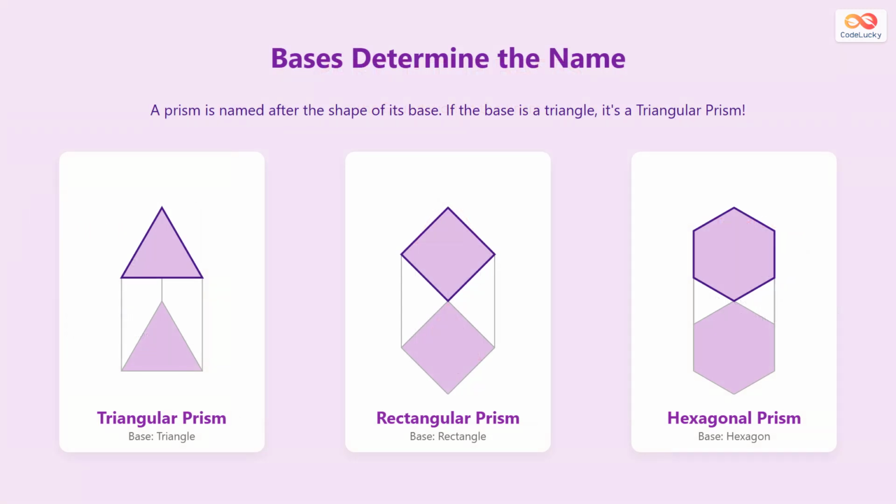An easy way to identify a prism is by looking at its base. The shape of the base gives the prism its name. For example, if the base is a triangle, we call it a triangular prism. If the base is a rectangle, it is a rectangular prism. And if the base is a hexagon with 6 sides, it is a hexagonal prism.